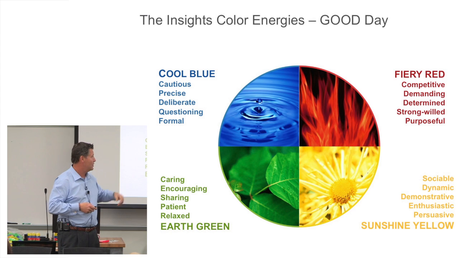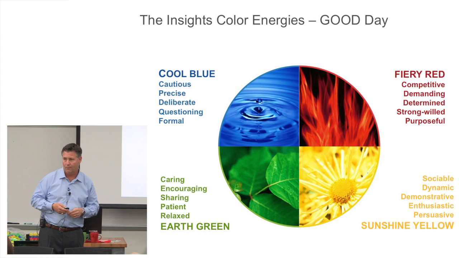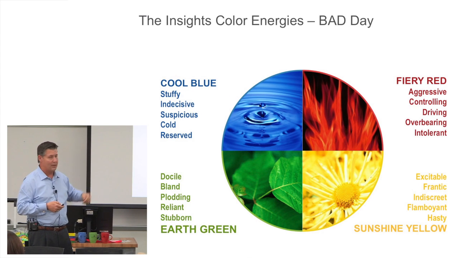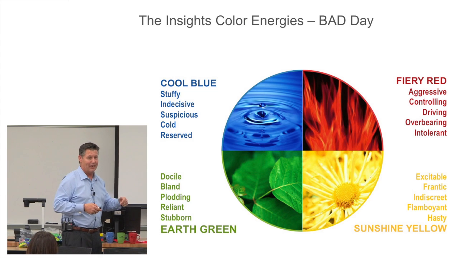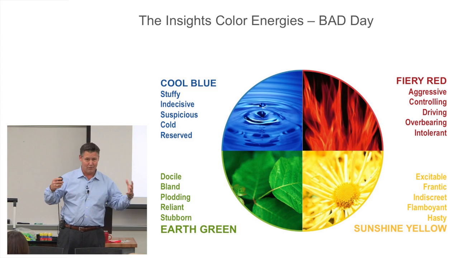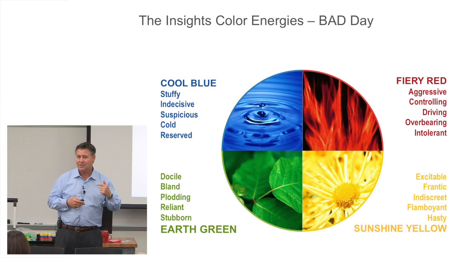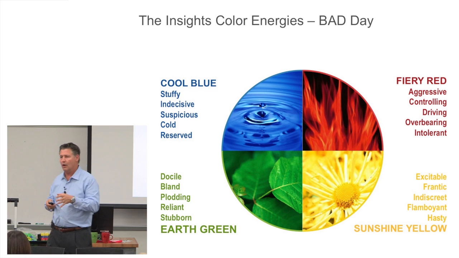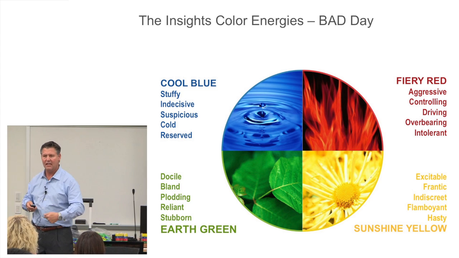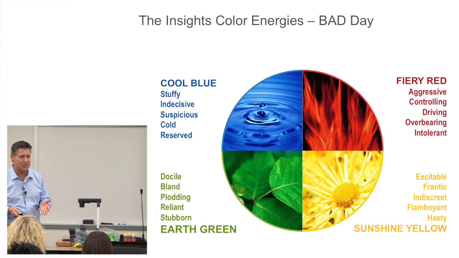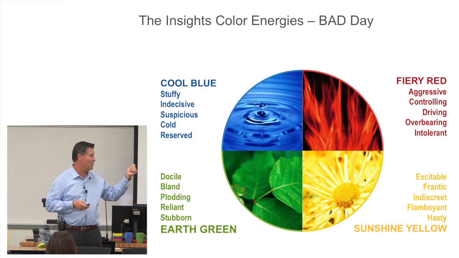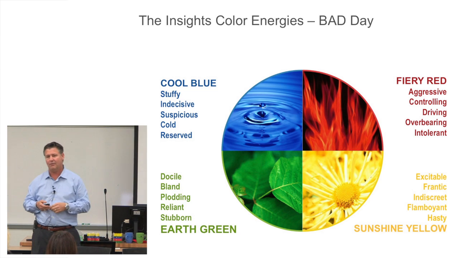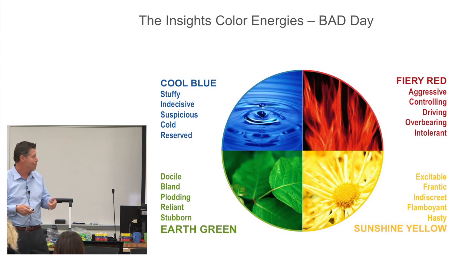My wife thinks she's being determined, strong-willed, and purposeful when she says go. I think she's overusing her earth green or fiery red energy, and instead I think she's being aggressive, controlling, driving, overbearing, and intolerant. Now, it's maybe an extreme version of just that little activity, but it's my perception of her energy being overused. So you may come into work delivering all of your gifts, the gifts of personality through these color energies, as we call them, without realizing it, you're interacting with your opposite type, and they see you on this slide. Too much sunshine yellow: excitable, frantic, indiscreet, flamboyant, hasty.